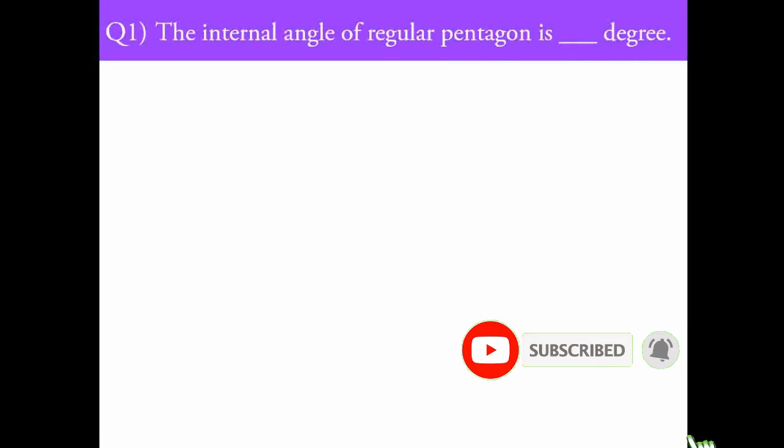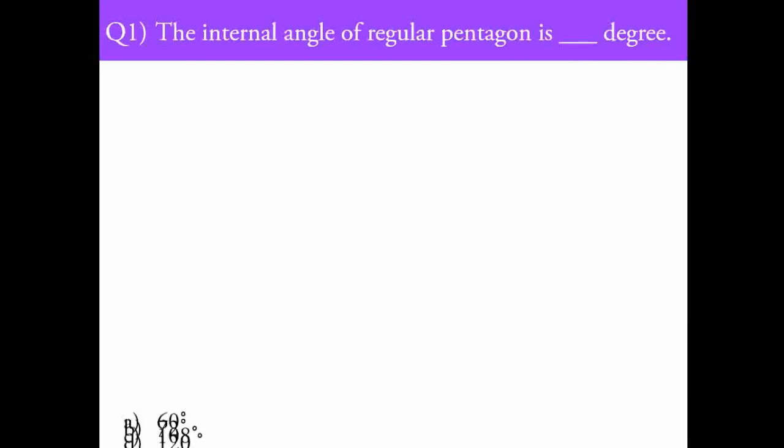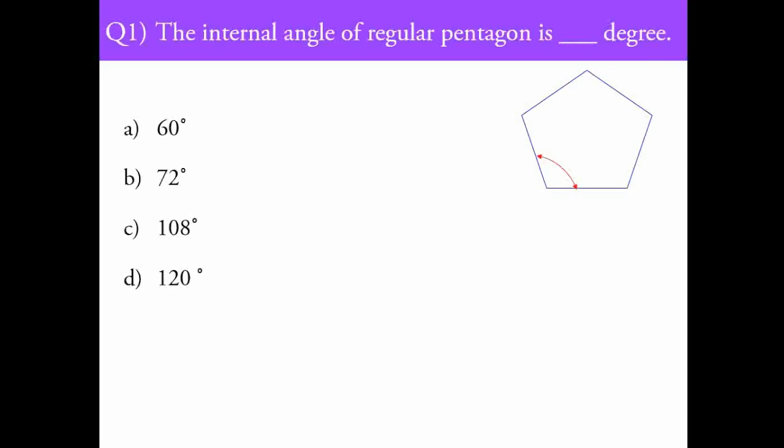Question number 1. The internal angle of a regular pentagon is so and so degree. Let's have a look at the options: 60 degree, 72 degree, 108 degree and 120 degree. A regular pentagon means a pentagon having all five sides equal in length, and we have to identify the internal angle for the regular pentagon.